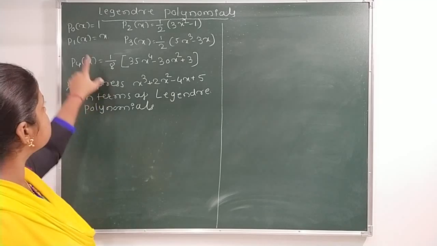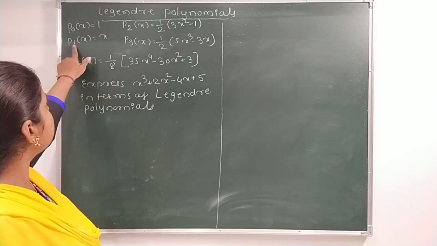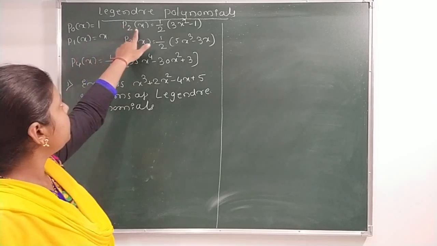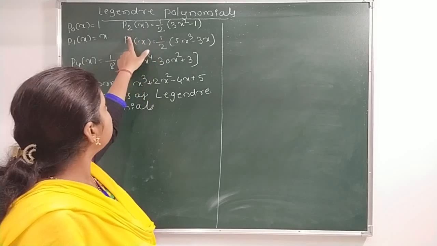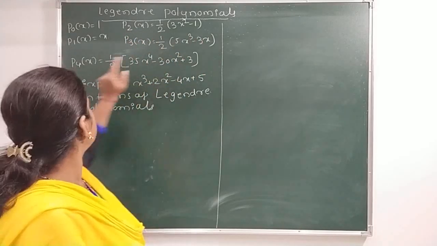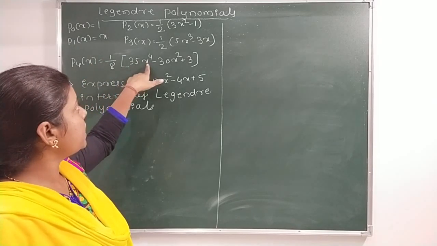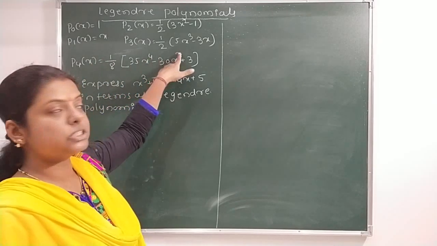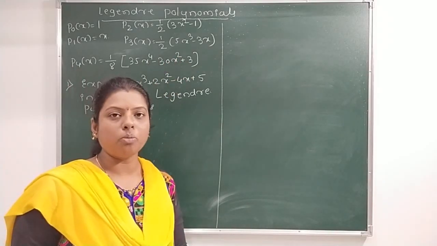By taking one example, these are the standards. P0 of x is equal to 1, P1 of x is equal to x, P2 of x is equal to 1 by 2 (3x square minus 1), P3 of x is equal to 1 by 2 (5x cube minus 3x), P4 of x is equal to 1 by 8 (35x raised to 4 minus 30x square plus 3). These are the standard Legendre polynomials.